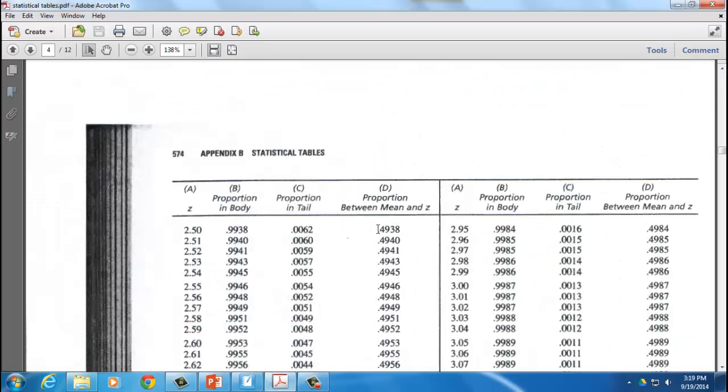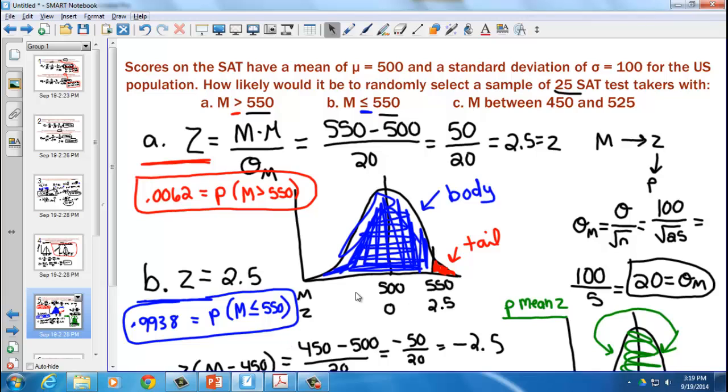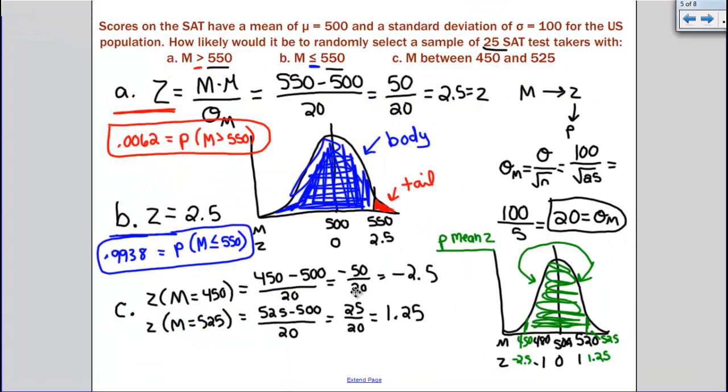2.5. Proportion between mean and z is 0.4938. And that gives you all of this between the mean and a z of 2.5. Remember, no negatives in the table, but it's a mirror image, so it doesn't matter.